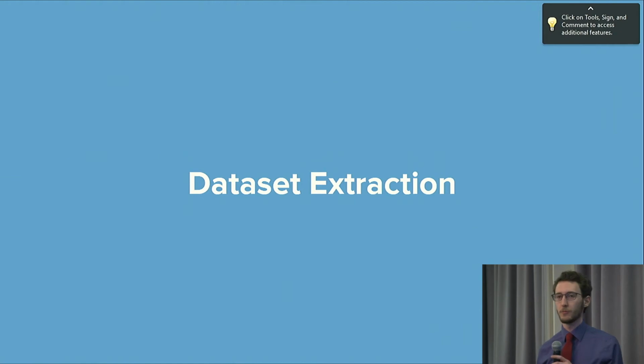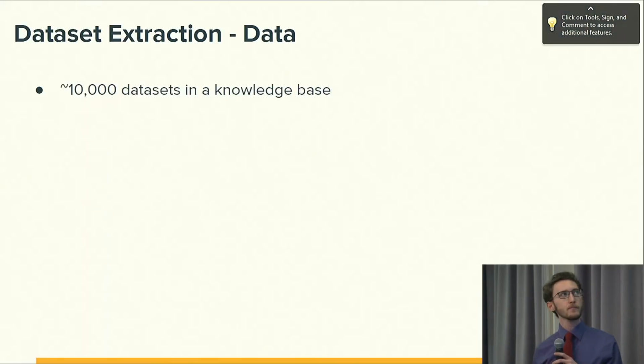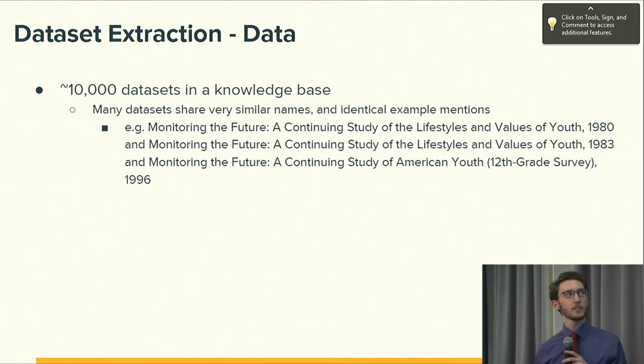We'll start with our approach to dataset extraction. The data that we have is about 10,000 datasets in a knowledge base, and each of these datasets comes with a brief description, a list of subjects, its name, and a unique identifier. One thing to note is that many of these datasets share very similar names. These are 3 example datasets, and there are many more that have titles that look like these.